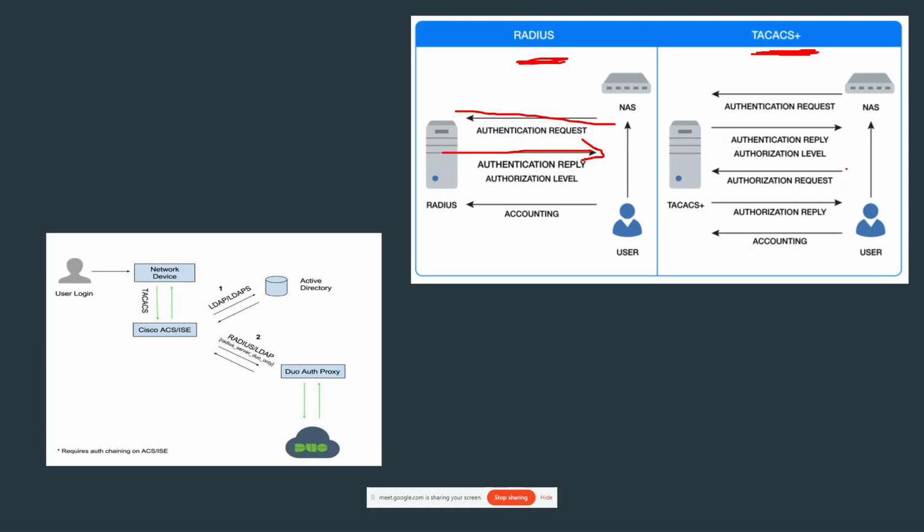Like you can have filtered here. So it will be TCP, which means you will have a three-way handshake. You need to connect it. Here it is UDP. You are just connecting that. That's the difference between TACACS and RADIUS. So both are at network level.